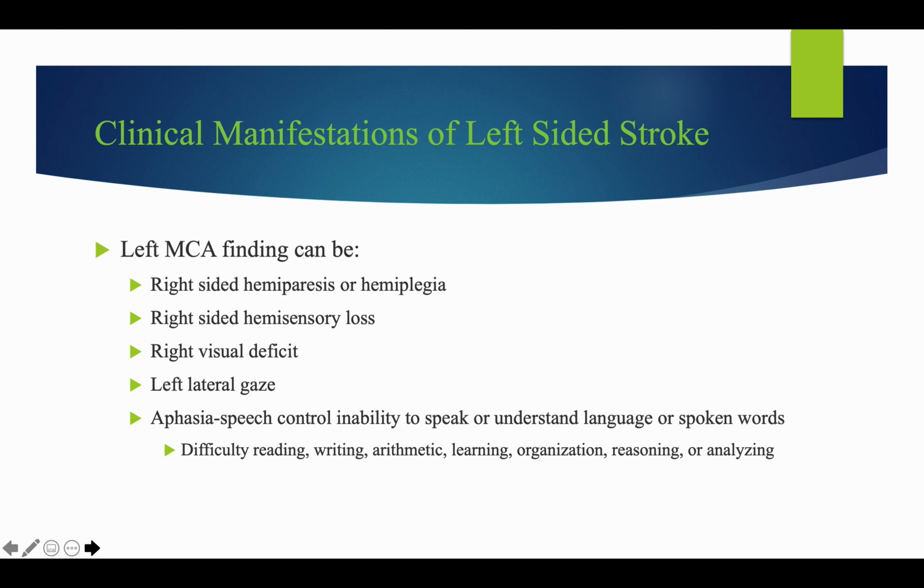They could also have a left lateral gaze, and they're more prone to having aphasia, which is loss of speech control or inability to speak or understand language or spoken words. They commonly have difficulty reading, writing, arithmetic, learning, organization, reasoning, and analyzing.